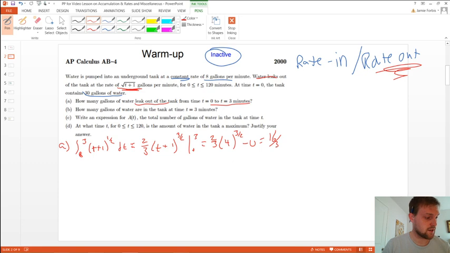Okay, which is going to change our answers from the answer key, but I don't think that's an official answer key. I don't know why they have it that way. Anyway, so not too bad. So let's talk about B.